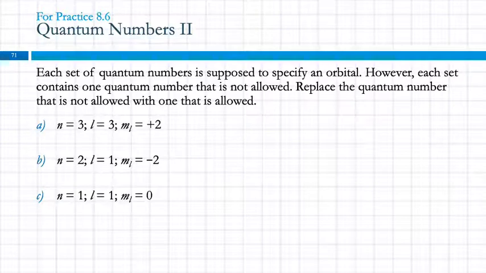Another practice question. Each set of quantum numbers is supposed to specify an orbital, but there's a mistake. Fix it.